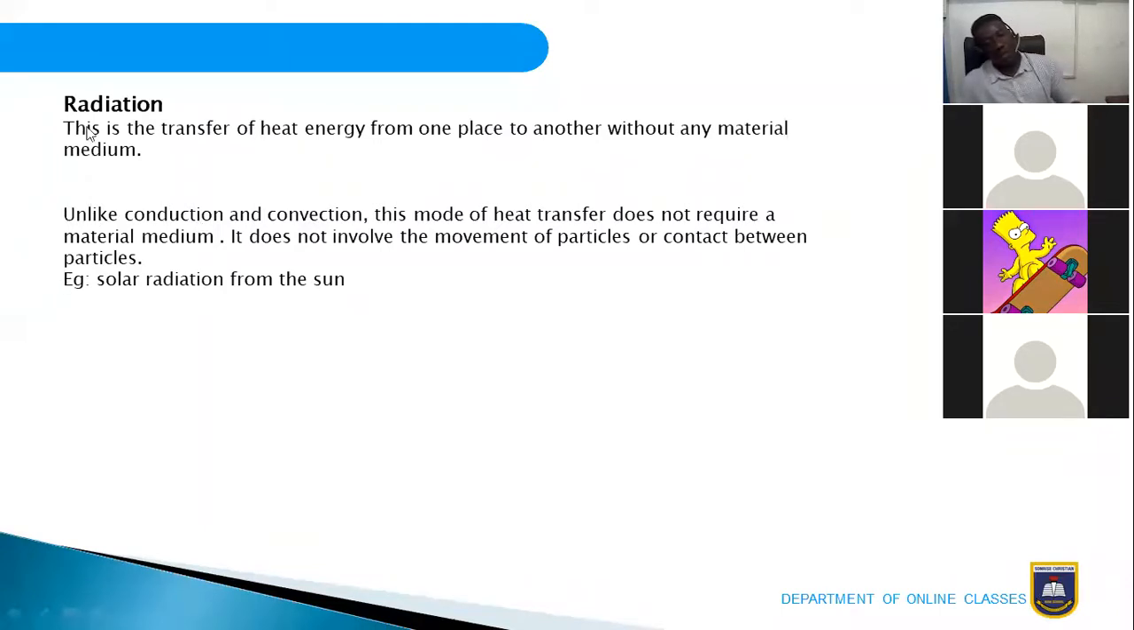So unlike conduction and convection, this mode of heat transfer does not require any material medium for heat to be transferred. They don't require any particle or any material medium for the heat to be transferred. It does not involve the movement of particles or contact between particles. An example is the solar radiation from the sun.